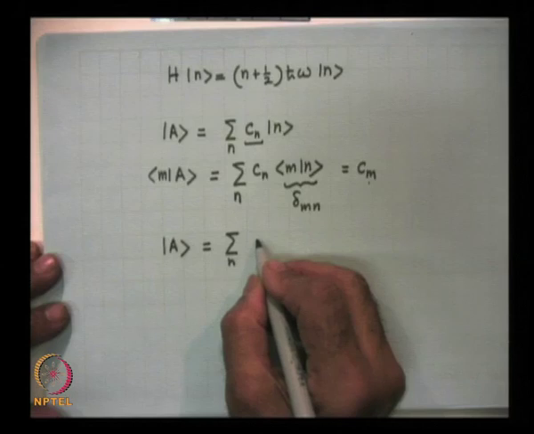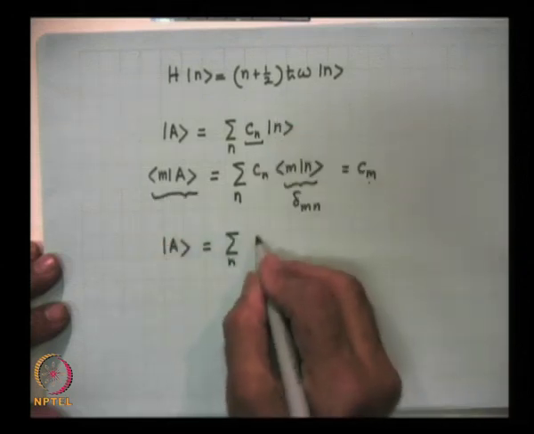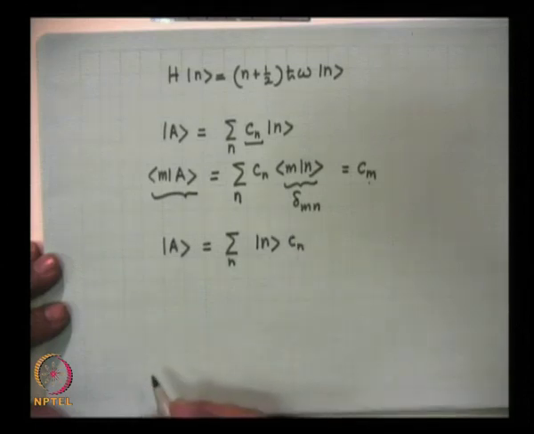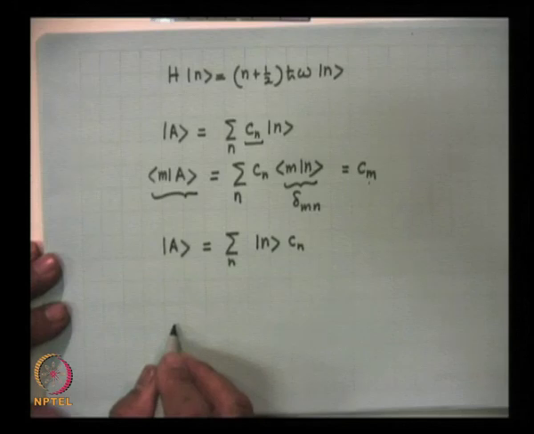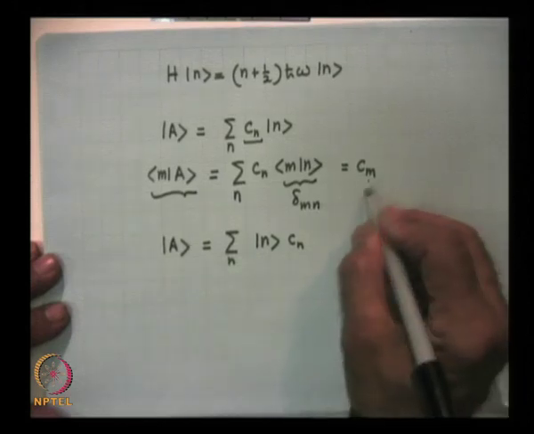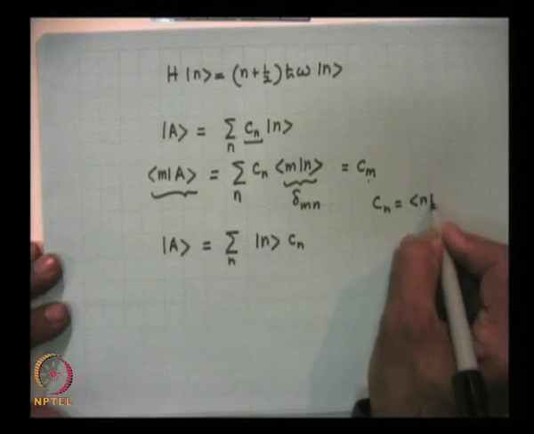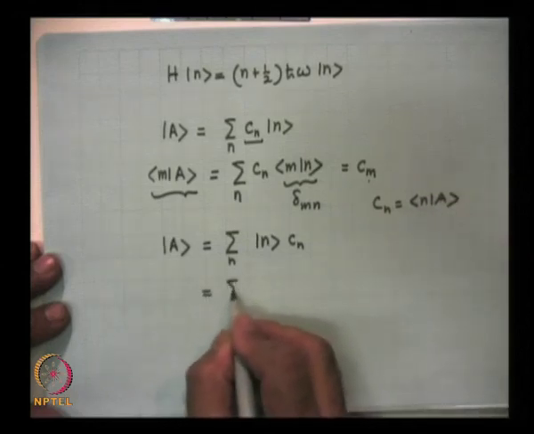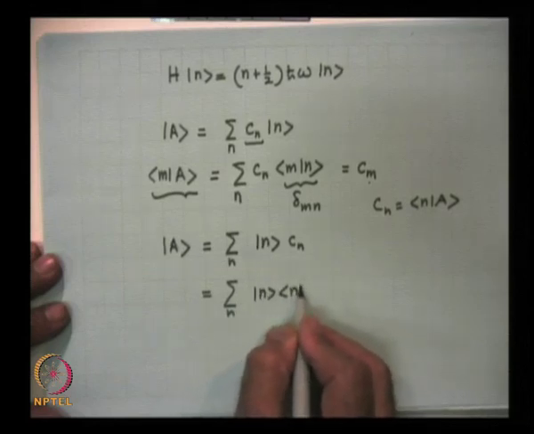So I write this down as, this is just a number. So I can write this as ket n times C n, because this is a number, I can put it anywhere I like. But C n from this equation is C n equal to bra n ket A. So I write this as the summation over n of ket n bra n ket A.